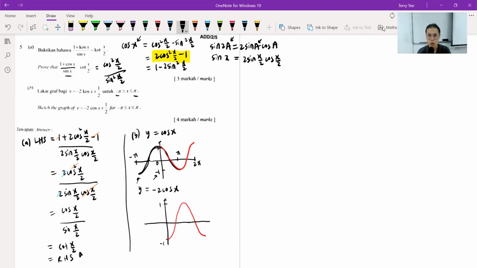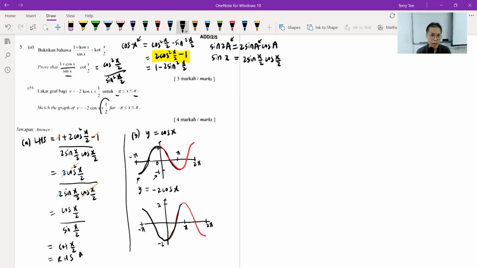However, we need to multiply by a 2. So my maximum is now 2, minimum is -2. Okay, so this is still pi, this is still 2 pi. But I don't want this. I want to draw from -pi to pi. So I would extend this graph to the left. So yeah, we go down, up, like this. Okay, so this part is okay. My minimum is -2, maximum is 2.